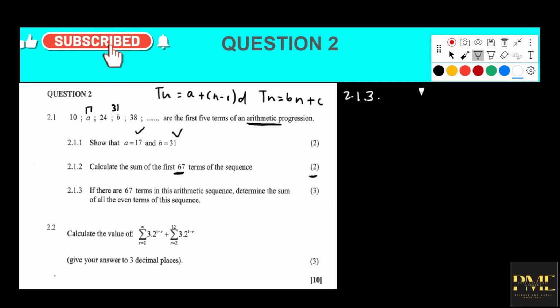Okay, so 2.1.3. If there are 67 terms in this arithmetic sequence, determine the sum of all the even terms of this sequence. Okay, so let us just quickly analyze this question.